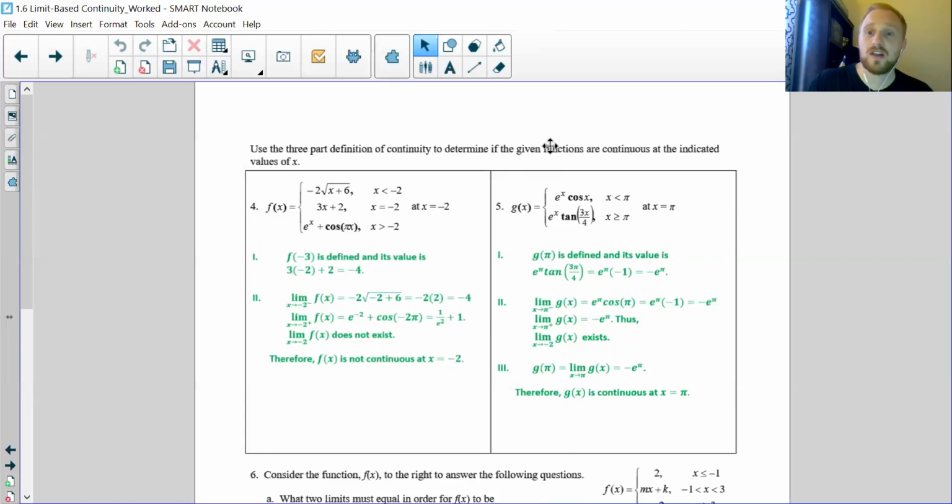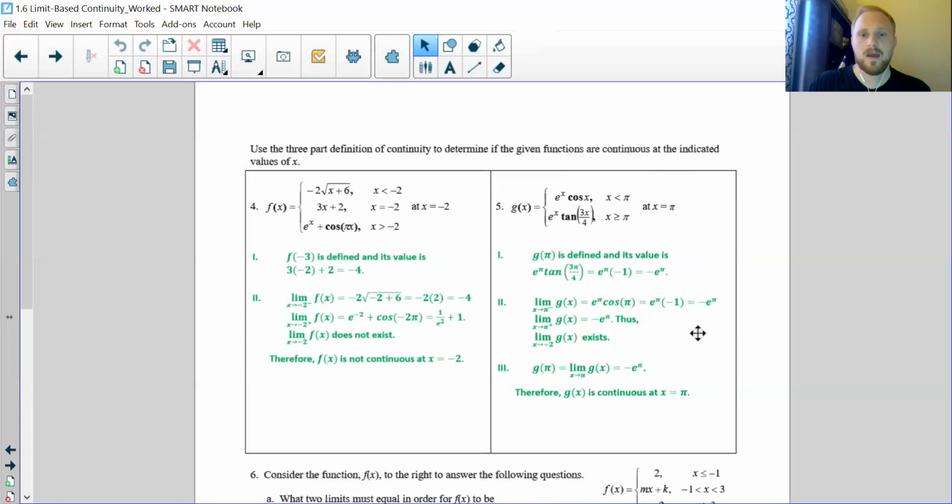This is common. You're going to see a lot of piecewise functions where you're going to have to apply the 3-part definition of continuity. So you'll see it here where x equals pi. If you plug pi in here, 3 pi over 4 is equal to -1. And then if we put a pi in for x here, e to the power of pi times -1 is -e to the pi. So that's the value.